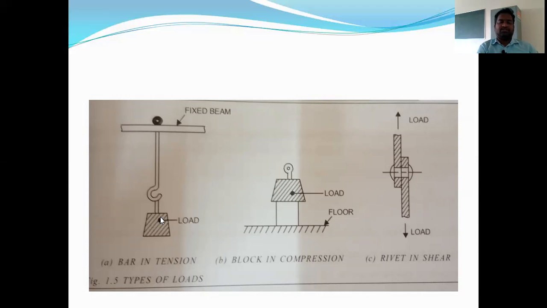Here also the load is acting in opposite directions. The load is acting in this direction, and the fixed beam is acting with force in this direction. So for this reason, this hook is in tension. Here, the load is acting on the block in this direction, and the part is experiencing shear. While doing the shearing operation, the part may be cut or sheared off. We know all these types of loads, well known in our solid mechanics.